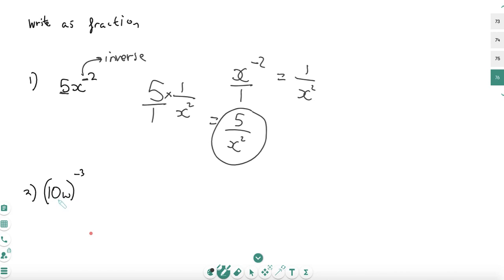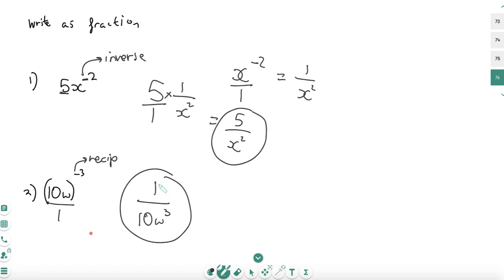Oh my gosh, 10w to the power of -3. Now I notice that the whole term is being powered by -3, so even the 10 is being powered by -3. So 10w, negative means reciprocal. All right, recip. So 10w as a fraction is 10w over 1. We're going to flip that to 1 over 10w. The 3 goes below, and that would be our answer, because also the 10 is being powered by -3. So just be aware of the distinction between these two questions over here.